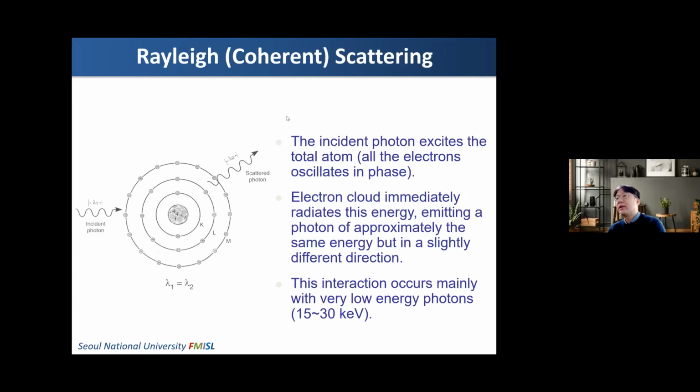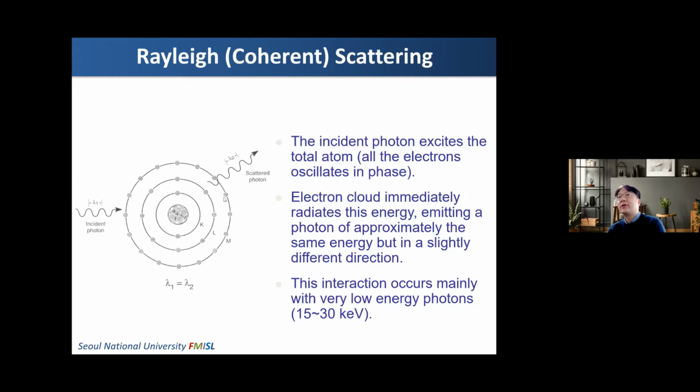The first interaction mechanism of high energy photons with matter that I'd like to tell you about is Rayleigh or coherent scattering. This happens when an incident high energy photon excites the whole atom. In this case, all the electrons around the atom, I mean the nucleus, oscillate in phase simultaneously.